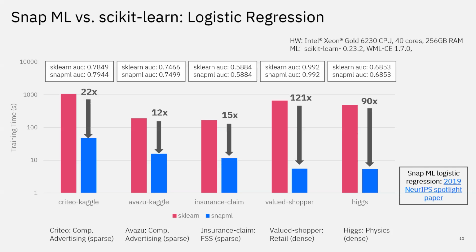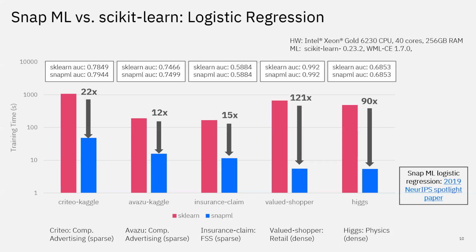And what you see here is time. There are 2 things we want to draw your attention to here. Firstly, for all 5 of these data sets, the training time is significantly less, more than a factor of 10, up to a factor of 121, sorry. And the next thing is to look at the AUC, which you see on the test set.